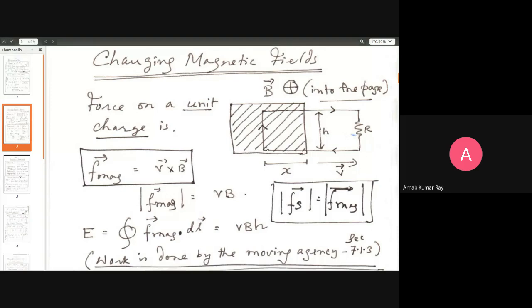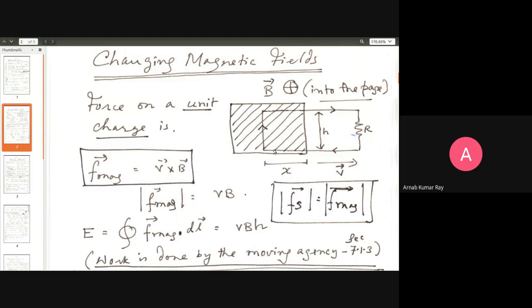Nobody has touched the wire loop or anything. You are just pushing the magnetic field this way or that way, or increasing the strength of the magnetic field, whatever you're doing. And as soon as you do that, you will notice that charges have started moving in this wire. You are wondering what is going on. These charges were static. I'm not doing anything with the charges.